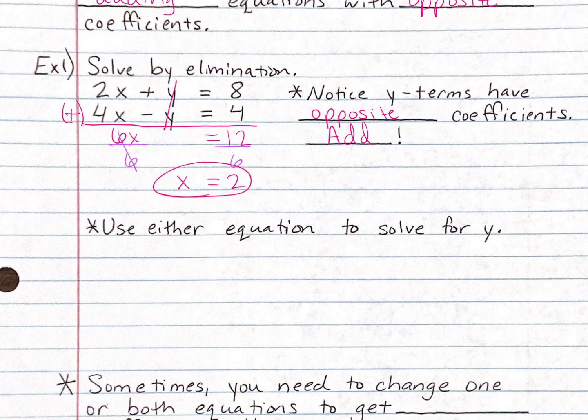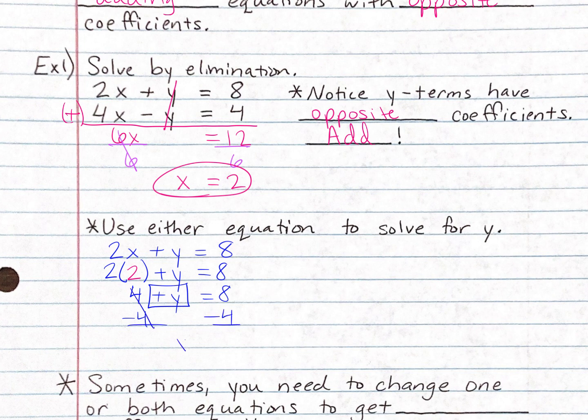Now we're going to choose one of those original equations to solve for y. I chose the first equation and I've plugged in 2 for x. And now we just simplify and solve for y. We find that y is 4. So the solution to this system is 2, 4.